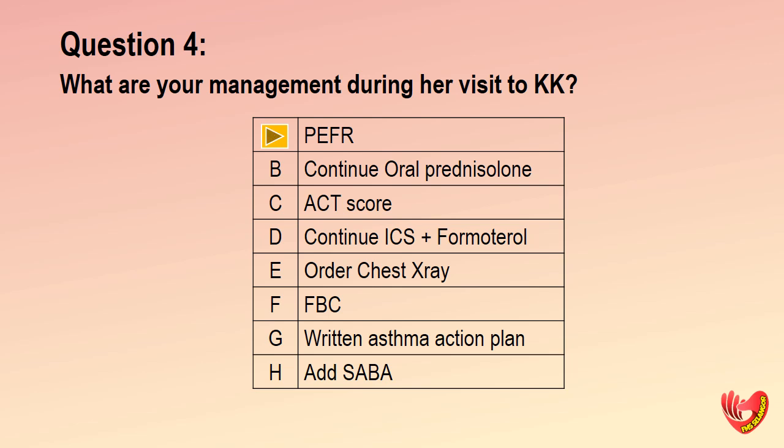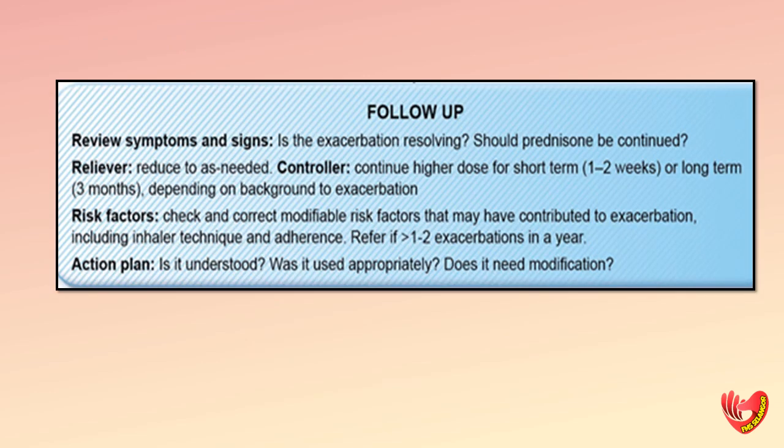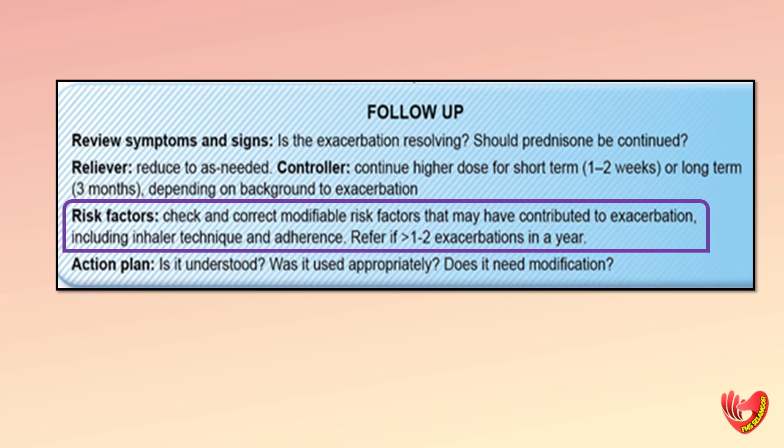Yes, we need to check her PFR. We need to assess the ACT score in this case. Of course, we need to continue ICS plus LABA. We need to explain the written asthma action plan in this case. Remember, during follow-up, we need to assess her risk factors. Check and correct modifiable risk factors that may have contributed to exacerbations, including inhaler technique and adherence.